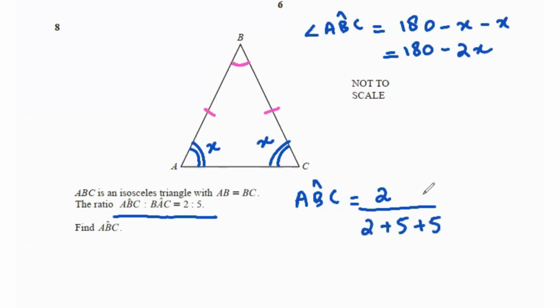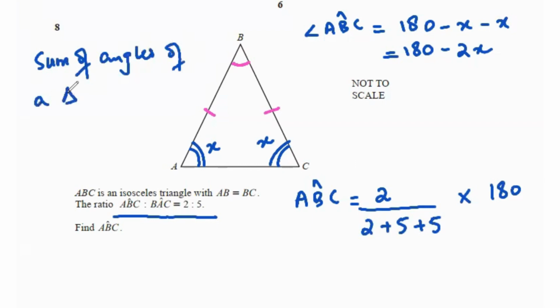Why is there another 5? The reason why there's another 5 is because it's an isosceles triangle. And in isosceles triangles, two angles are equal. And since we'll be multiplying this fraction by 180, which is the sum of angles of a triangle, equal to 180, there has to be the third angle. And the number that represents the third angle over here is 5.